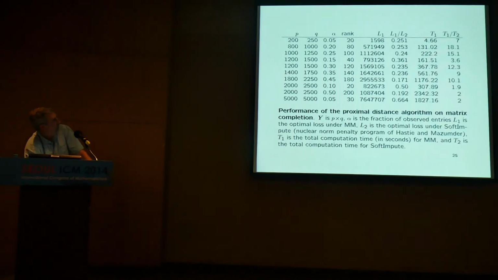And the losses achieved by the nuclear norm penalty, and this is in a program called Soft Impute by Hastie and Mazumder. You see that you get much better loss under the proximal distance method. And the timing favors Soft Impute, but on large problems there's not much difference. It's about twice as much time to do this proximal distance algorithm as it takes to do the standard method. So I would argue, again, in this case, you're seeing better results for approximately the same amount of computation.